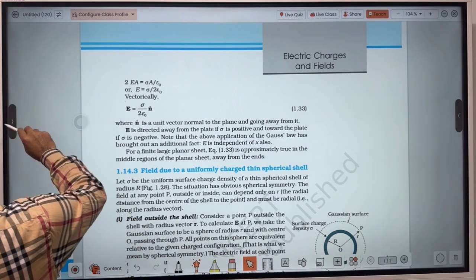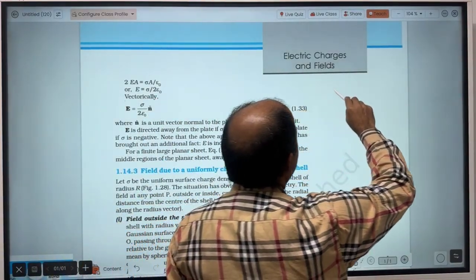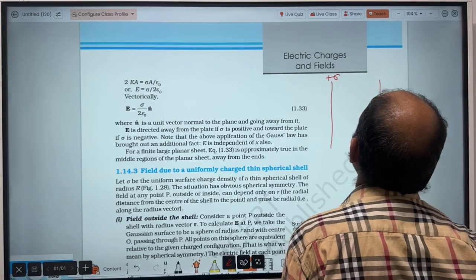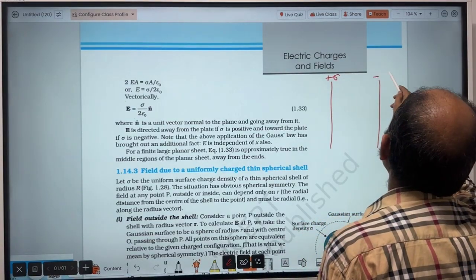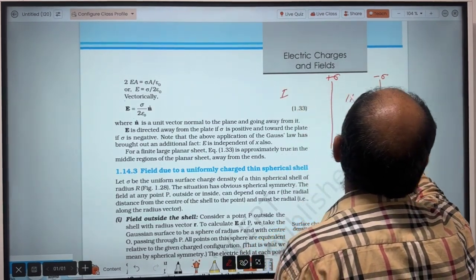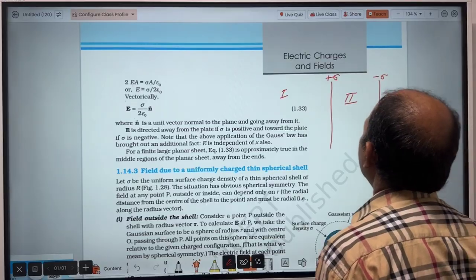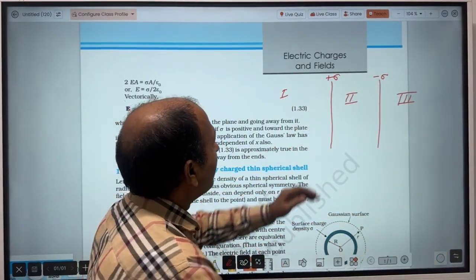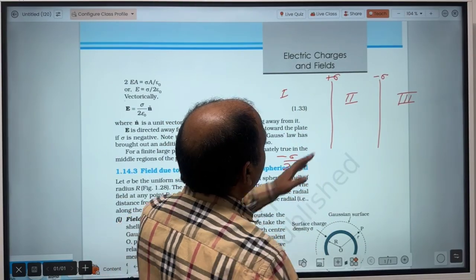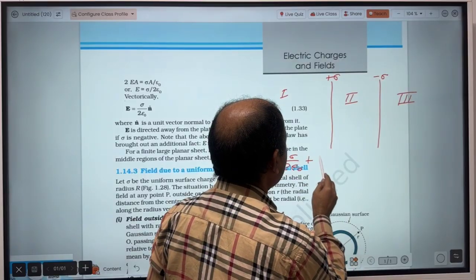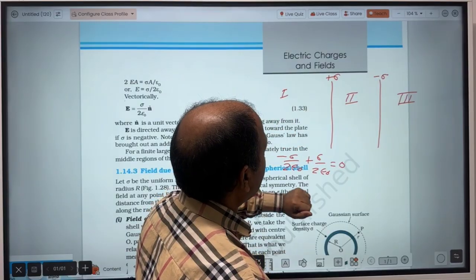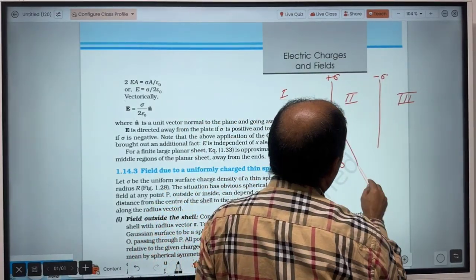Now see another situation when these plates have charge densities of opposite nature. Suppose one plate has charge density plus sigma, and the other plate has charge density minus sigma. Now if you consider this region and this region, what will be the electric field in these regions? Here due to this the electric field will be minus sigma divided by 2 epsilon naught, and due to this minus sigma it will become plus sigma divided by 2 epsilon naught. So in this region the electric field will be 0. Now if you consider this region, what is the electric field?